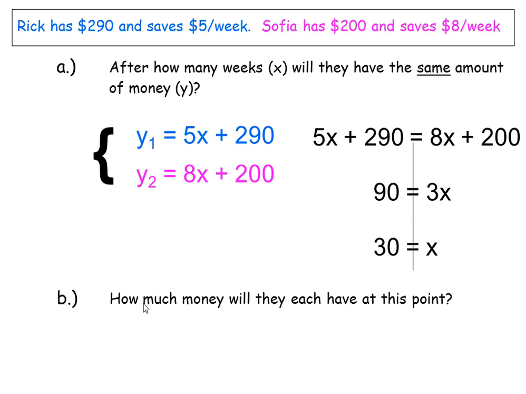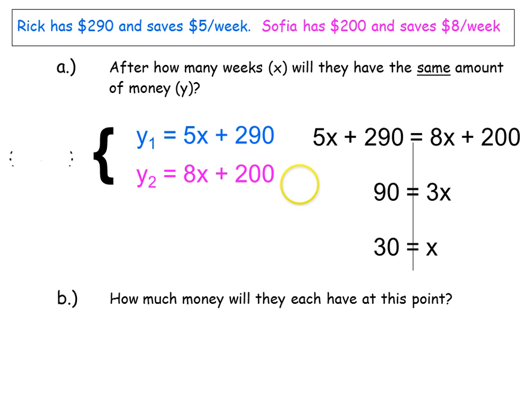After 30 weeks, how much money are they going to have? Well, we can use our equations that we wrote in the first place. Rick's amount of money is 5x plus 290. Sophia's money is 8x plus 200. Which equation do we have to use? It doesn't matter because they will have the same amount of money after 30 weeks. So if we use Rick's or Sophia's, we're going to get the same answer because they have the same amount of money at 30 weeks anyway.